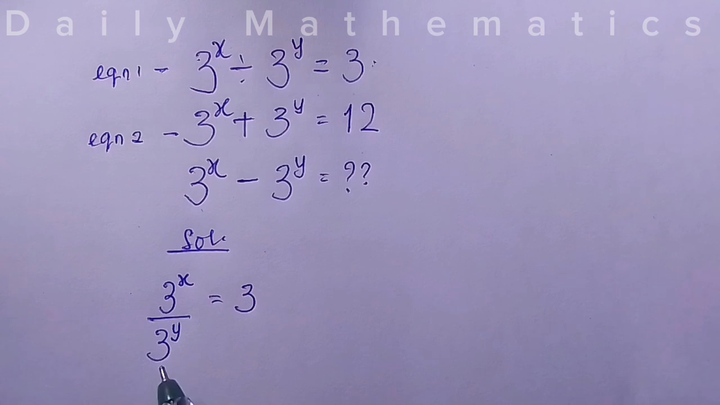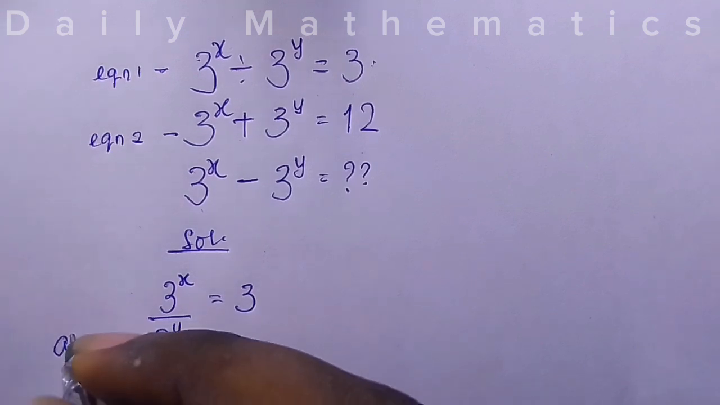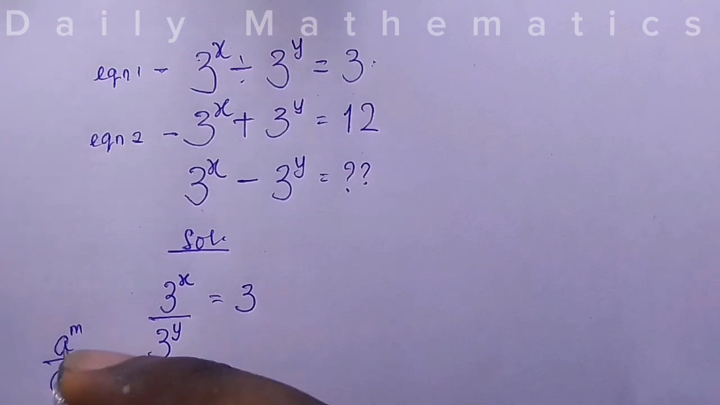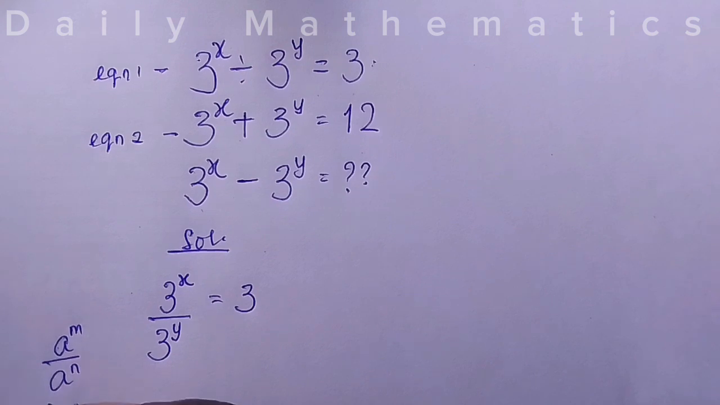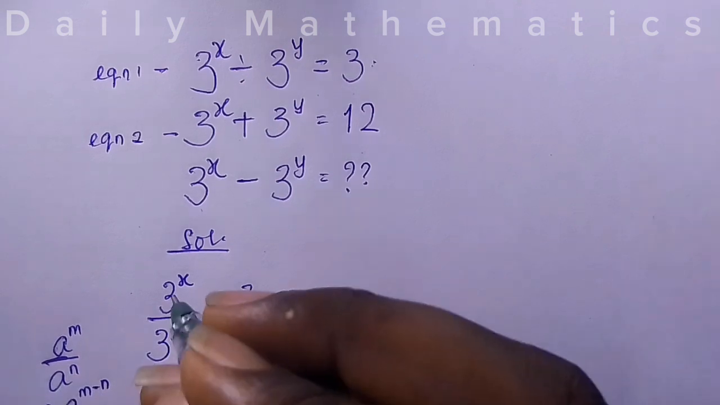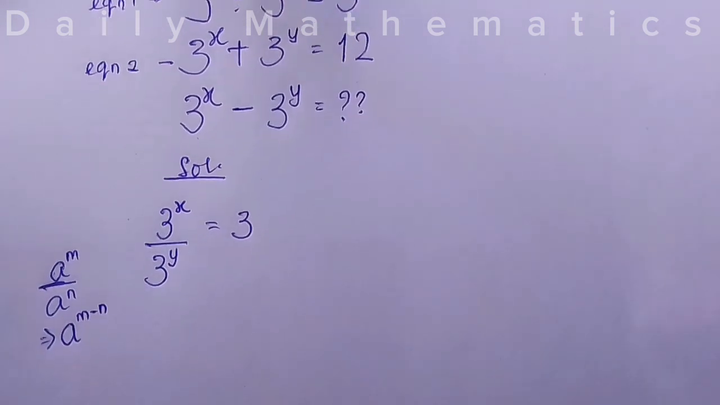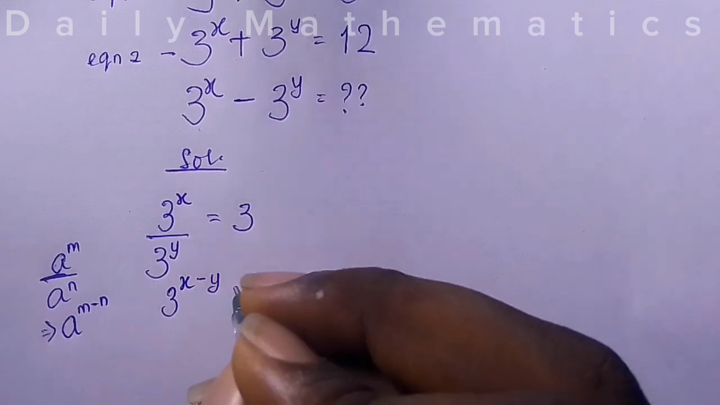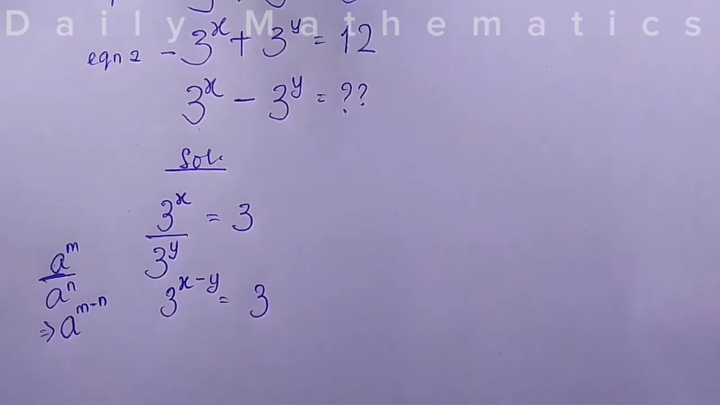So what are we going to do? Here we have the number 3 up and down. When we have a^m over a^n and the bases are the same, we will have a^(m minus n). The division changes to minus, so that's the same thing we're going to do here. So we have 3^(x minus y) equals 3.